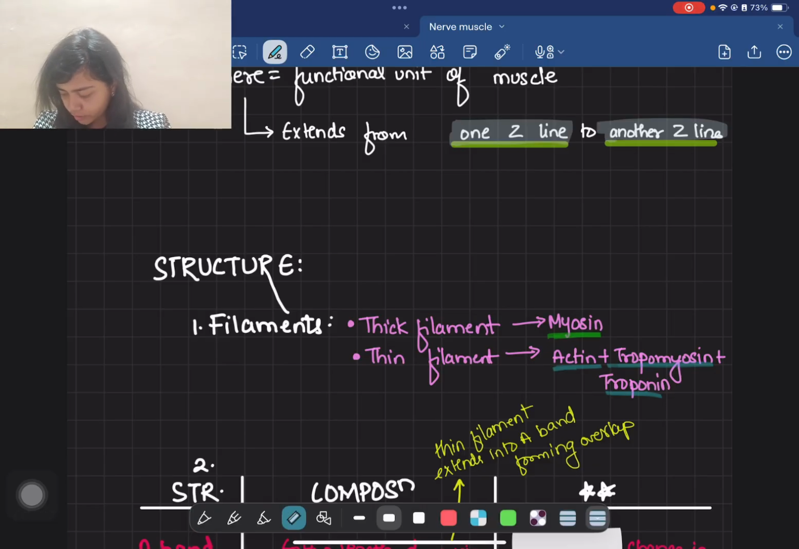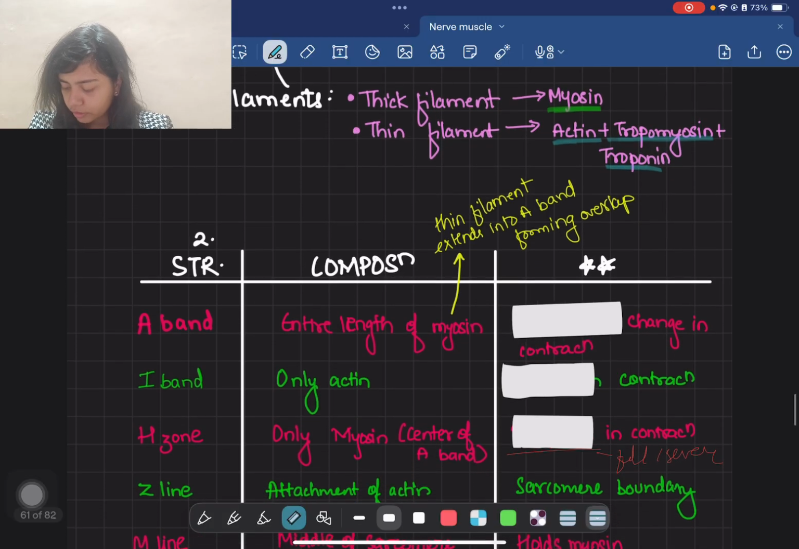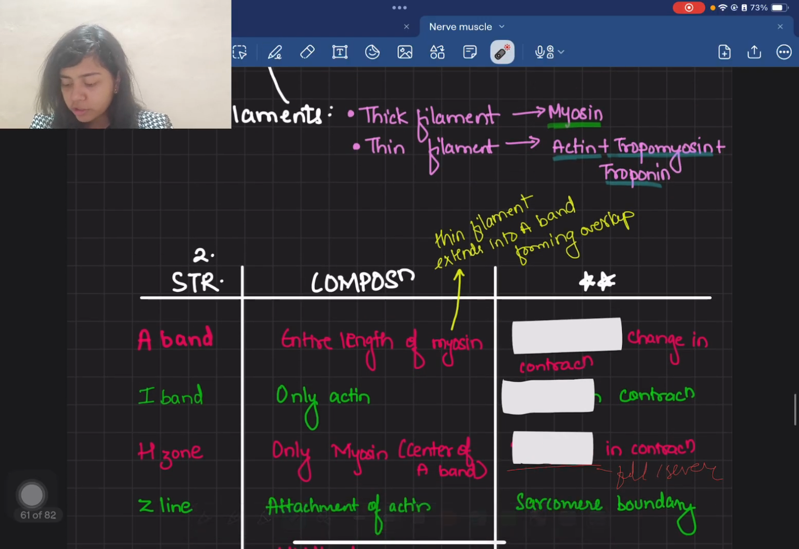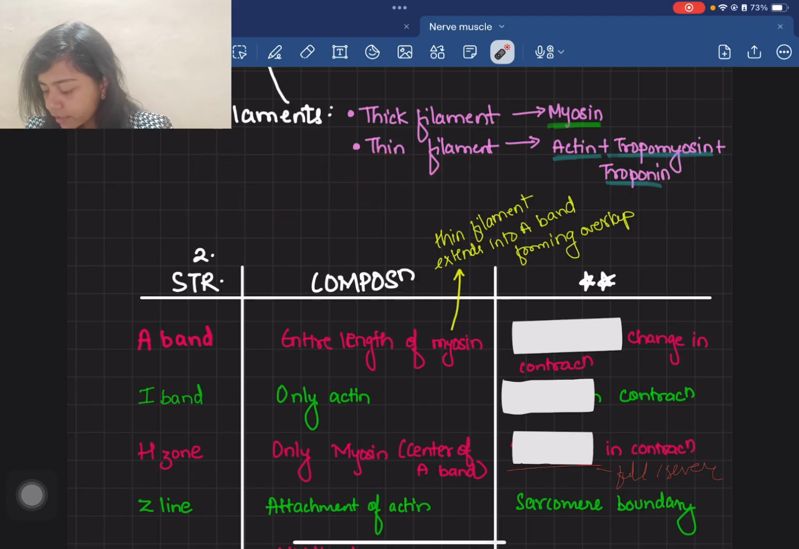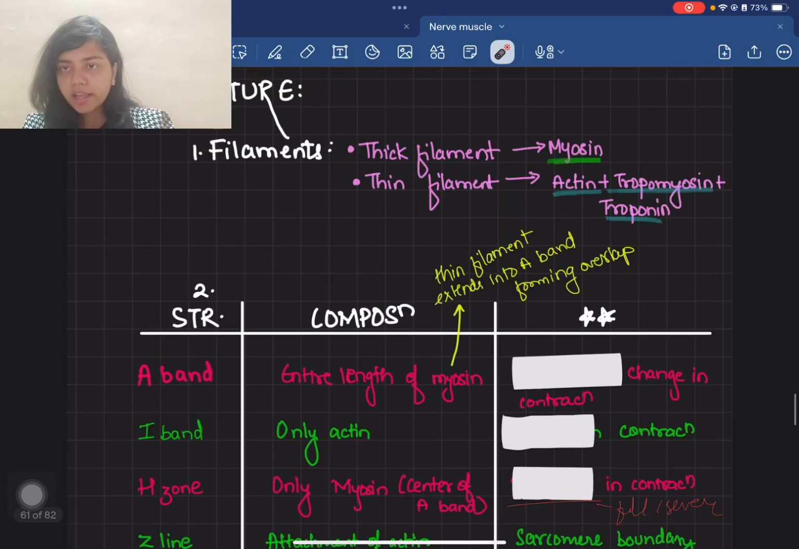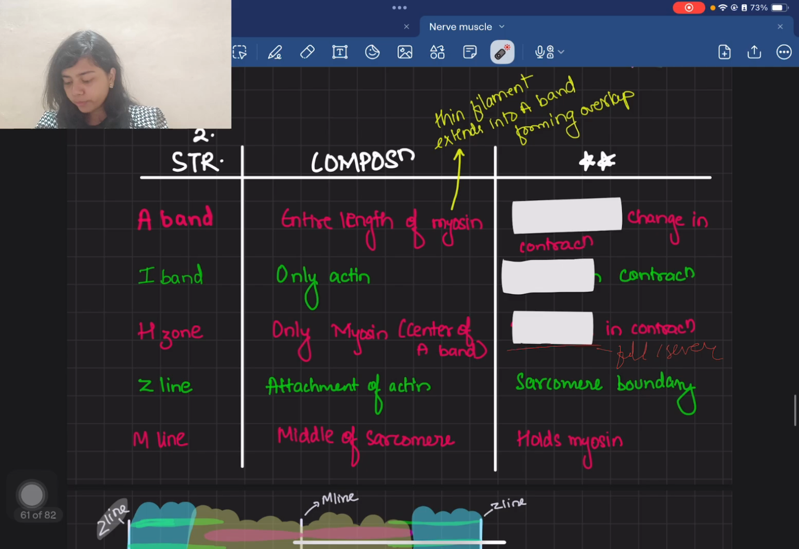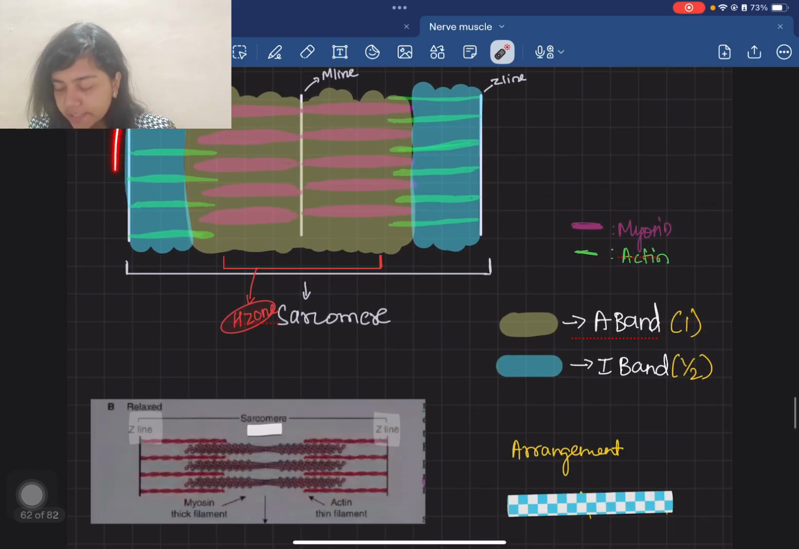The structure of actin and myosin will be dealt with in the excitation contraction coupling video, which will be the next video. Before that I'll be covering the basics of actin and myosin. Structure I won't be including in this video. First, we'll see the sarcomere.